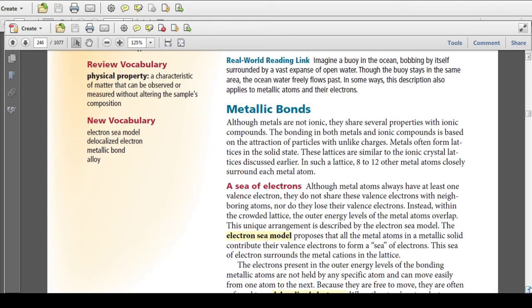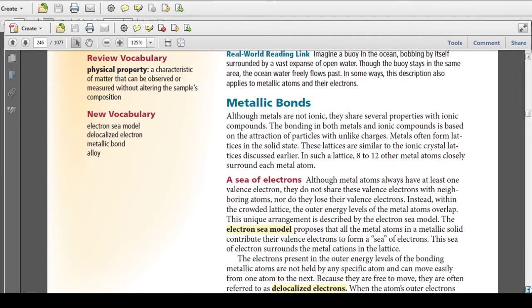Although metals are not ionic, they share several properties with ionic compounds. The bonding in both metals and ionic compounds is based on the attraction of particles with unlike charges. Metals often form lattices in the solid state. These lattices are similar to the ionic crystal lattice discussed earlier. In such a lattice, 8 to 12 other metal atoms closely surround each metal atom.